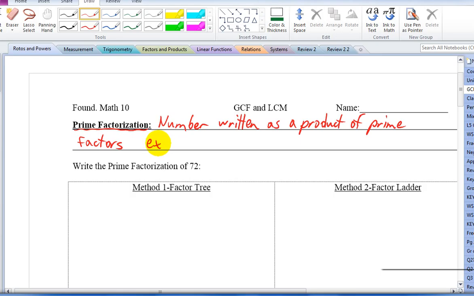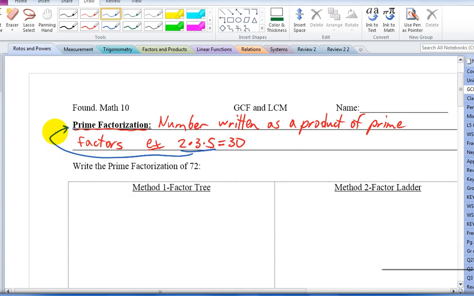For example, if we have 2 times 3 times 5, that would equal what number? 30. So 2 times 3 times 5 is an example of prime factorization of 30. Okay. So it's going to be a product, which is a multiplication statement of those numbers.